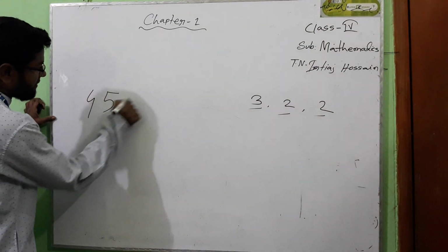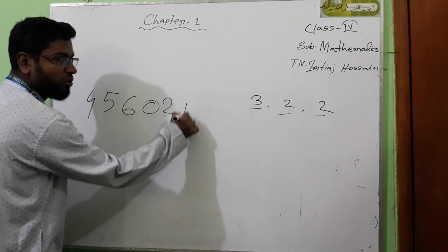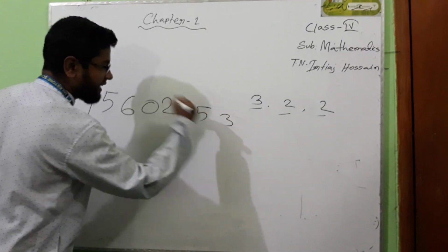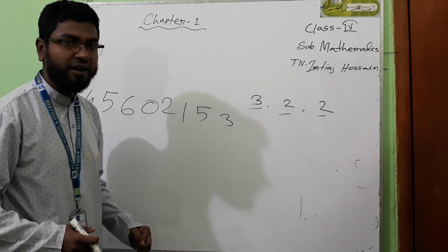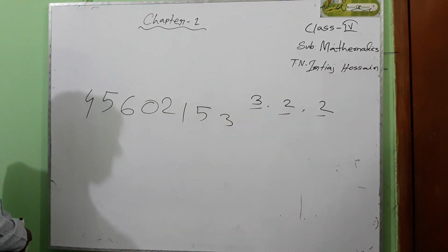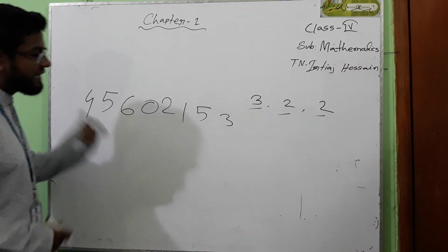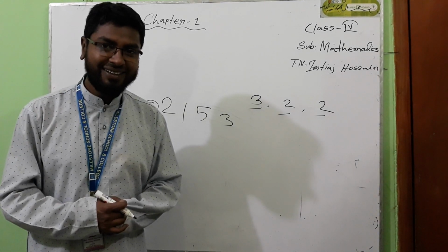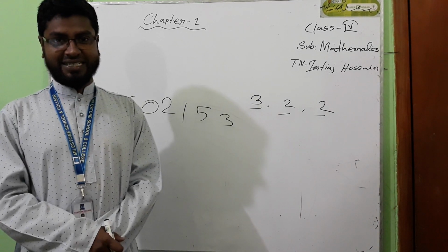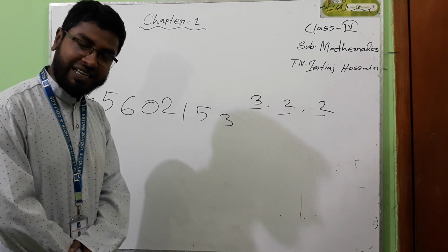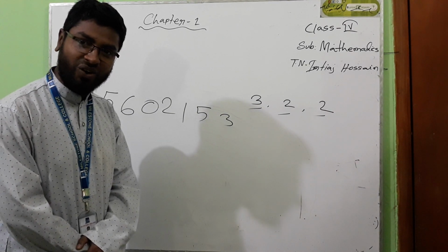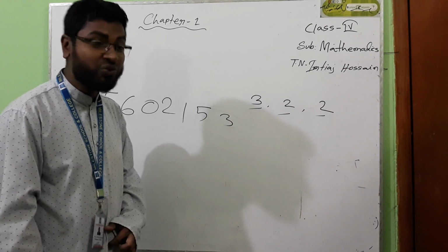4, 5, 6, 0, 2, 1, 5, 3. What is this number? Oh my God, it is a large number. Actually, this number, how can we read? I know the trick. What is the trick? Just now, I sang a song. Which song? 3, 2, 2.